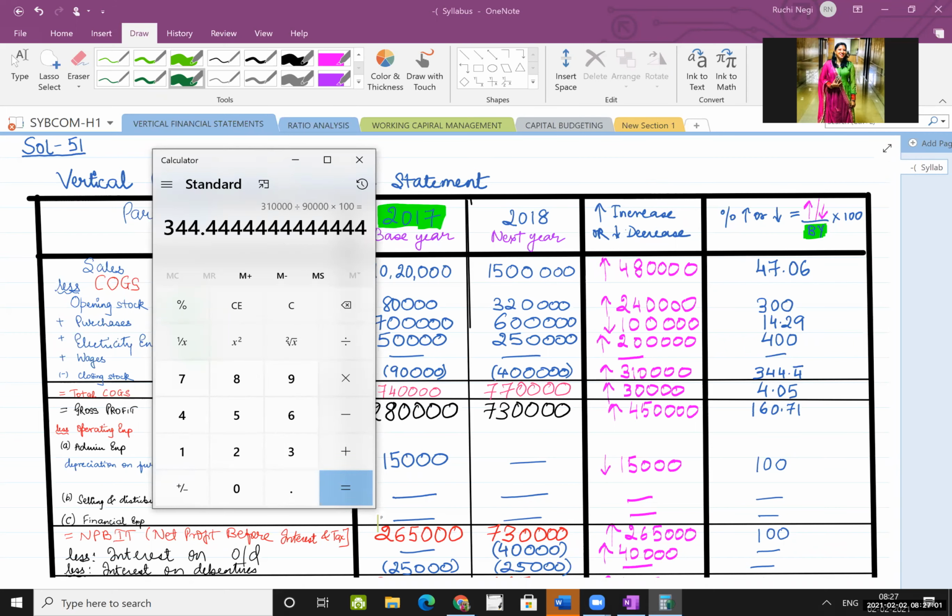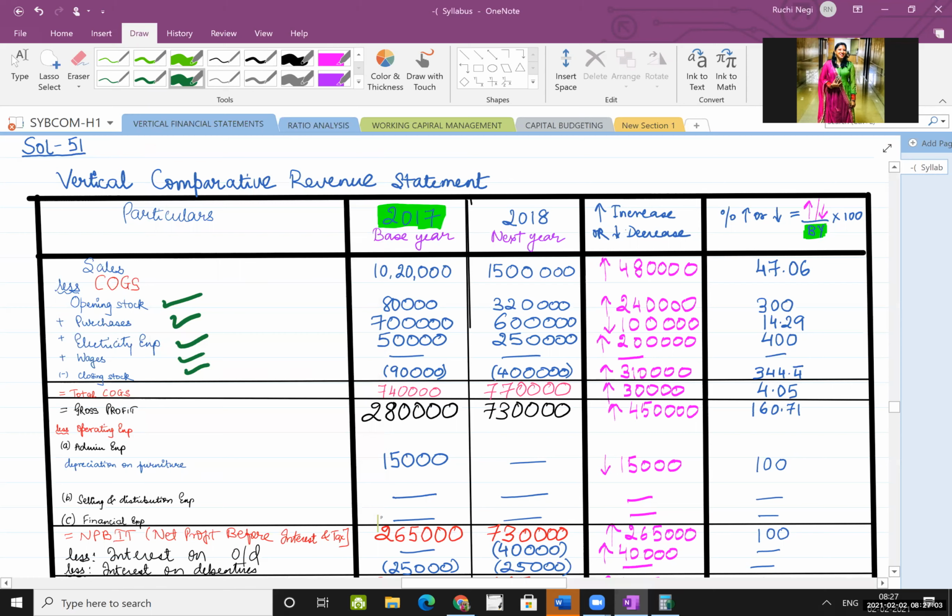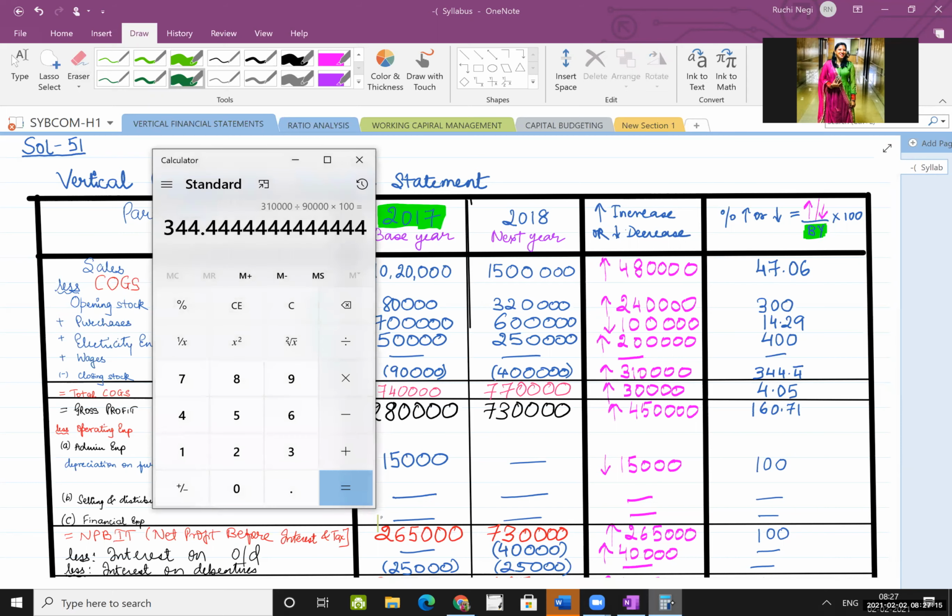344.4444, that's recurring. Okay, so this completes my COGS. Now total the COGS. So 80,000 plus 7 lakhs plus 50,000 minus 90,000.